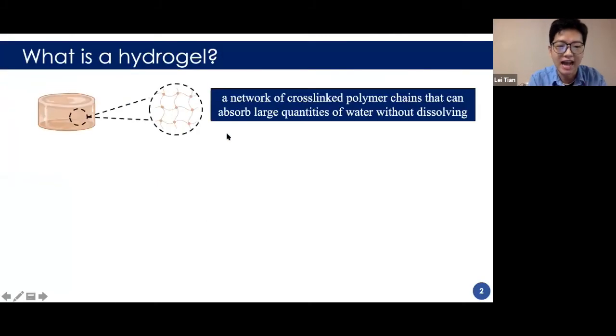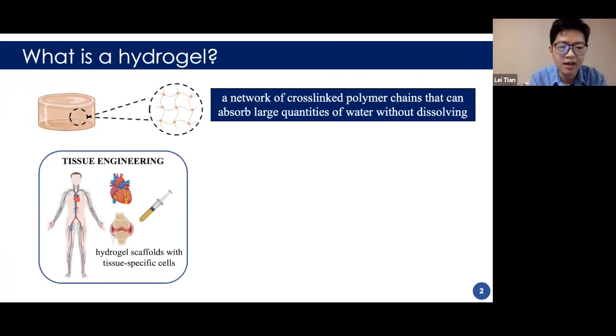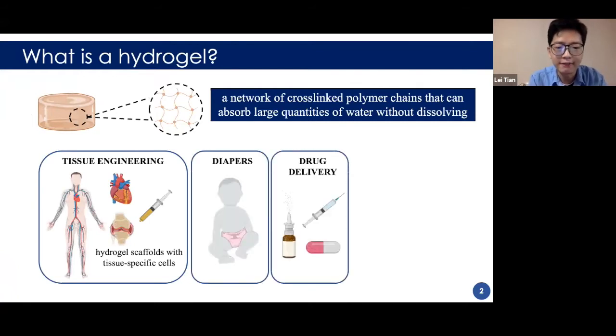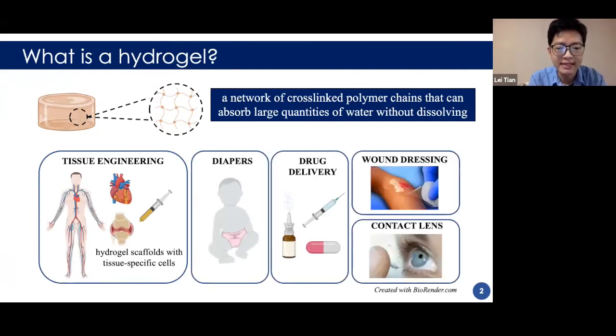First of all, what is a hydrogel? It is usually a network of cross-linked polymer chains that can absorb a large quantity of water without dissolving. So hydrogels are soft and highly hydrated, like human tissues. And because of these properties, scientists have found many applications for them. For example, tissue engineering, diapers, drug delivery, and last but not least, wound dressing and contact lenses.